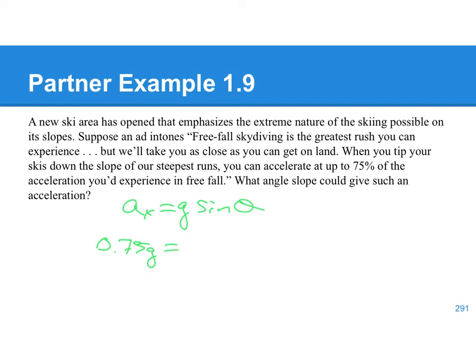But here, watch this. If 0.75 g equals g sine theta, all you mathematicians know that my g's cancel, and it's just 0.75 equals the sine of theta. How easy is this problem? So then theta is going to equal the sine inverse of 0.75. The sine inverse of 0.75, I get 48.6 degrees.